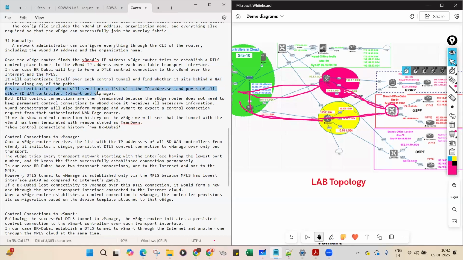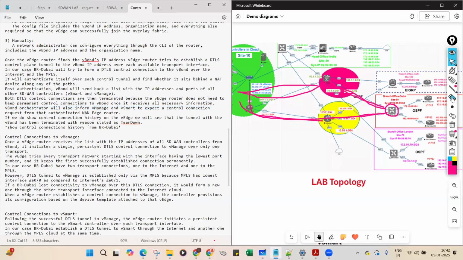Post authentication, vBond will send back a list of IP addresses and ports of all the SD-WAN controllers, namely vSmart and vManage. Both DTLS control connections are then terminated because the vEdge router does not need to keep a permanent control connection to vBond once it receives all necessary information. As I said, once all the necessary information is received, it will tear down the connection. The vBond orchestrator will also inform vManage and vSmart to expect a control connection from this router.